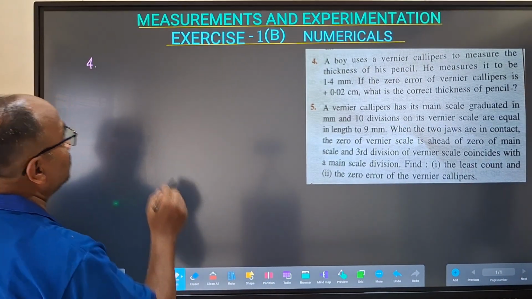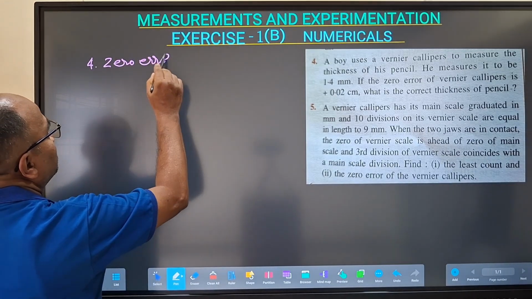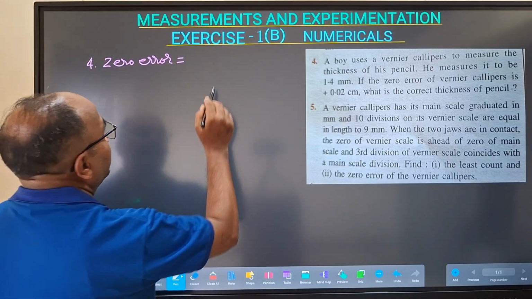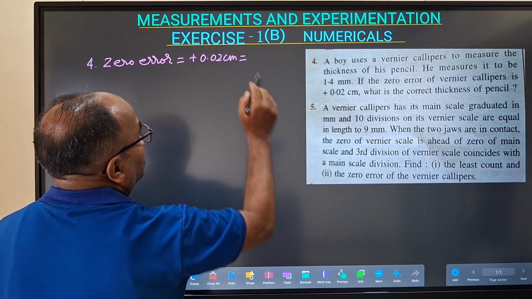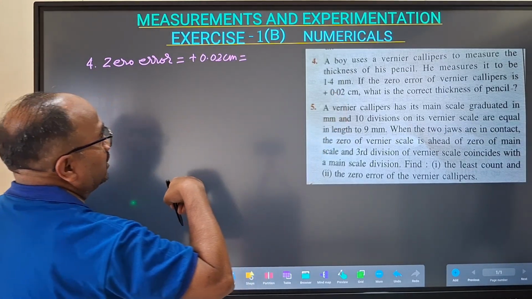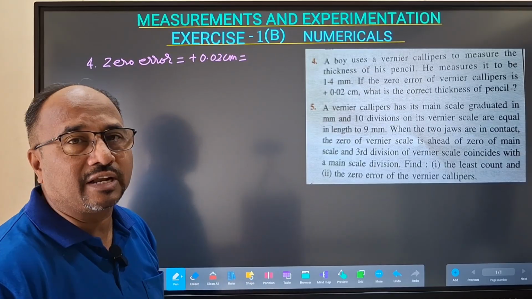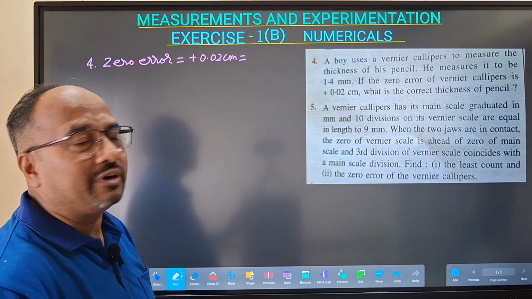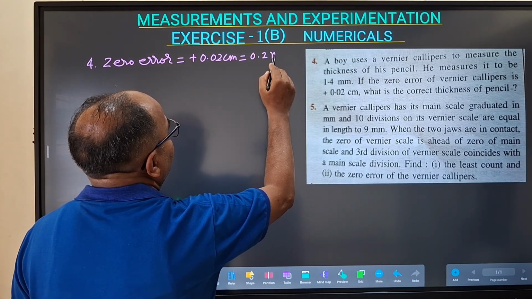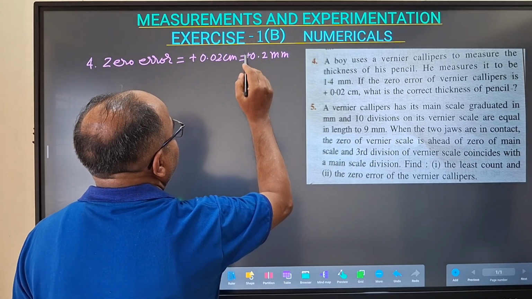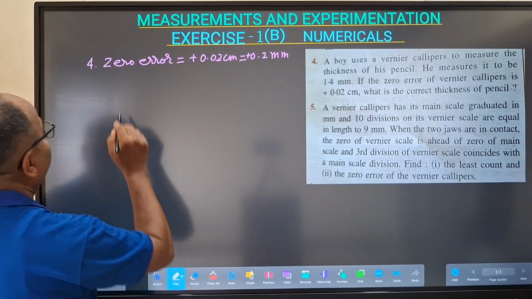Let us look into the solution. So first of all, let us write that zero error which is given as plus 0.02 centimeter. Now because this measurement is given in millimeter, I am going to convert this into millimeter, and to convert centimeter into millimeter you need to multiply with 10. So if I multiply this with 10, it will become 0.2 millimeter, and the plus sign will be there because it's a positive zero error. So I will find the correct thickness.